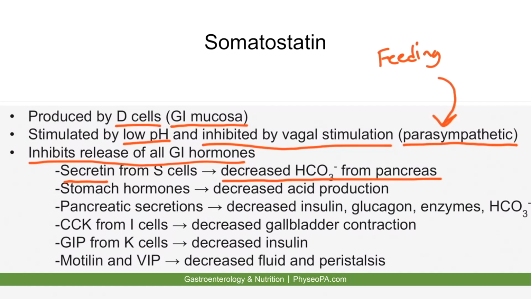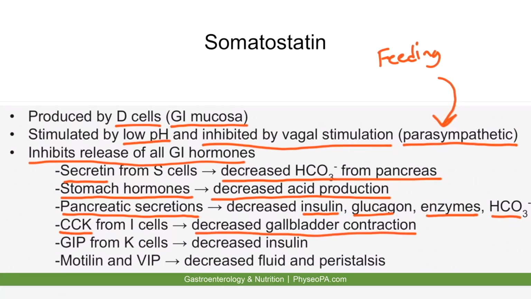Somatostatin will cause a decrease in the release of stomach hormones, which ultimately means there will be decreased acid production. Pancreatic secretions will be decreased, which will decrease insulin, glucagon, enzymes, and bicarbonate. It will also decrease the release of cholecystokinin from the I cells, so there will be decreased gallbladder contraction. There will be decreased release of GIP from the K cells, which means there will be decreased insulin. So as you can see, there's two ways that somatostatin decreases insulin release. It can decrease insulin release by decreasing GIP, and it can decrease insulin release by decreasing pancreatic secretions overall.